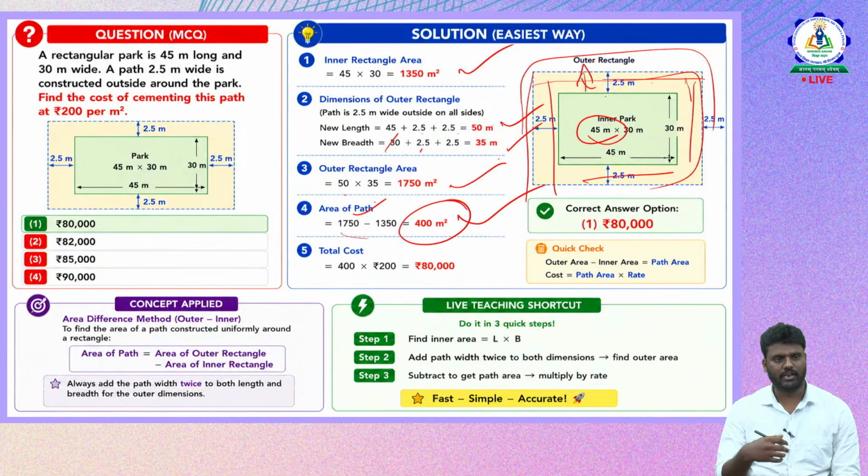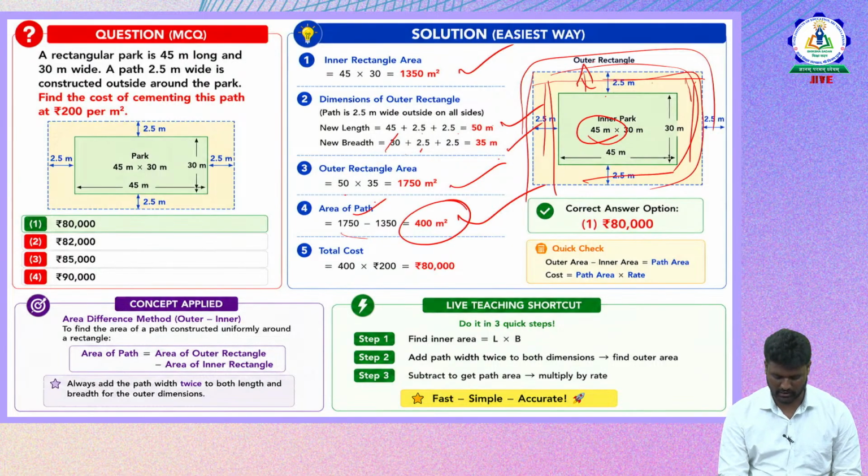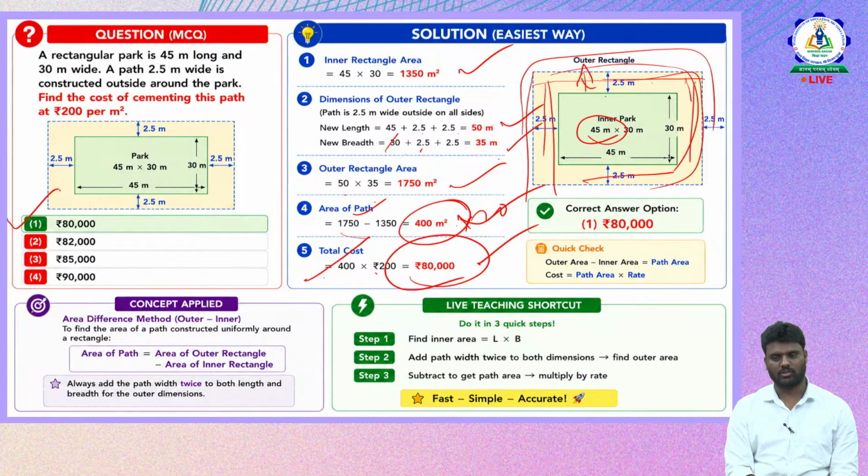Now what we need to identify here is the cost of cementing this path. We got the path area, and to put the cementing there, we need to estimate how much it will cost. The area of the path is 400, and each meter square costs 200 rupees. When you multiply 400 into 200, 4 twos are 8, so it becomes 80,000. So what is the option? Option 1 is the correct one, 80,000 rupees.